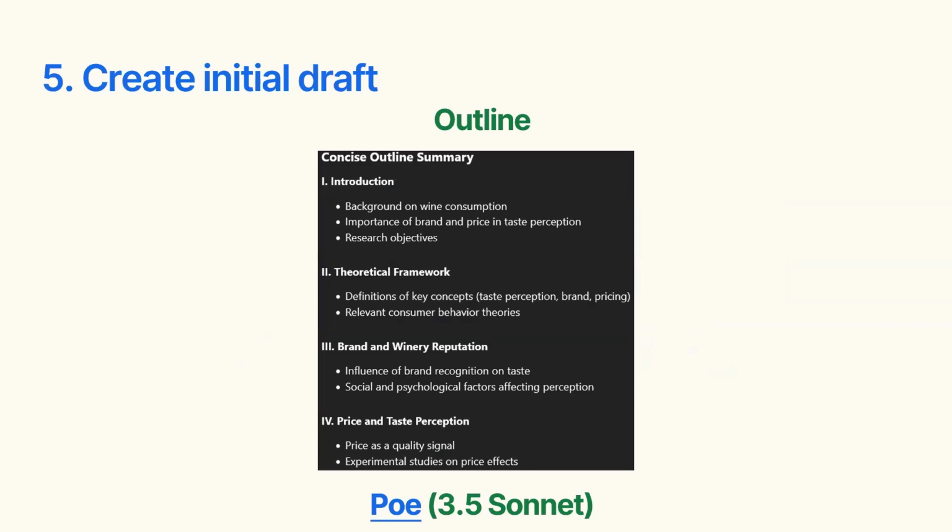Creating an initial draft. This is one in Poe. I gave it my research question and a couple sources, and it's giving me an example of how I would structure a literature review. This is very detailed. Introduction, theoretical framework, brand and winery reputation, price and taste perception. I would probably want to organize mine in a slightly different way. This gives me a really great starting point, though.